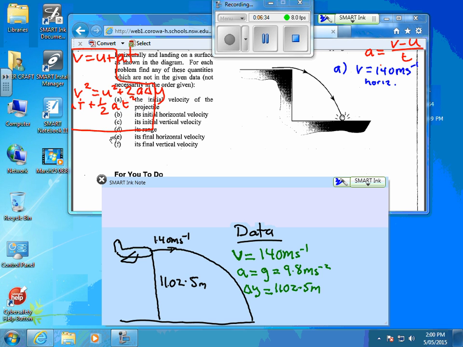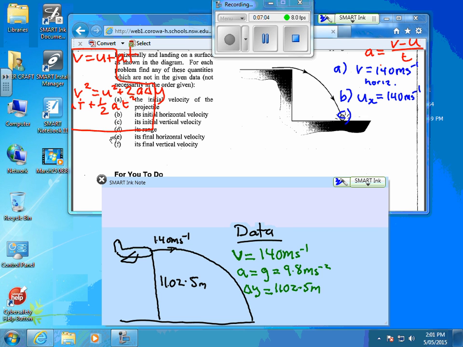B, its initial horizontal velocity. So that's ux. Why would it be a different answer? Well, you've just written for A that 140 metres per second is horizontal. So how much of that motion is sideways? All of it. Yeah, I know it's the same answer. I'm not questioning that.